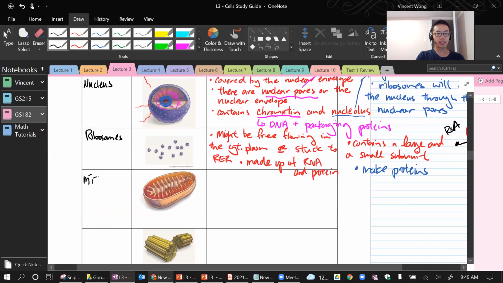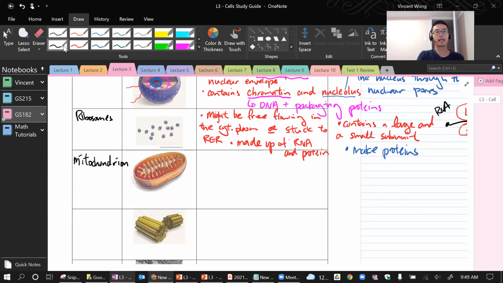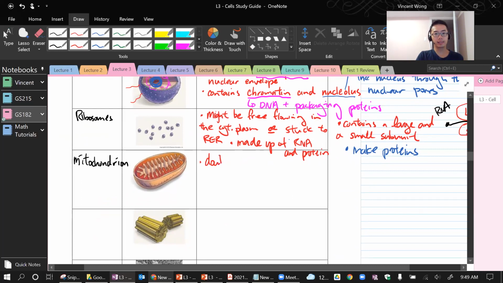Next, we have the mitochondria. Okay, so ion for singular, ia for plural. So we talked about the structure already, right? It is going to have the double membrane, right? So see the diagram above for more description, okay? But what is it for, right? This is the energy production site. Okay, so it produces ATP through a process called cellular respiration.